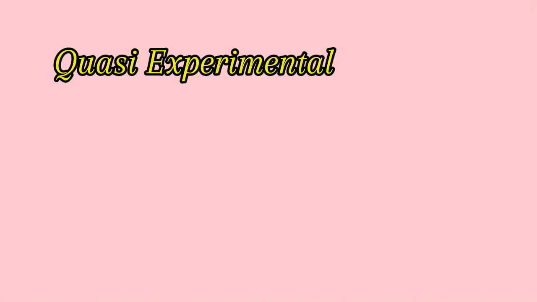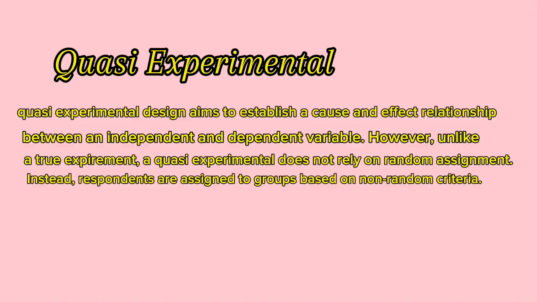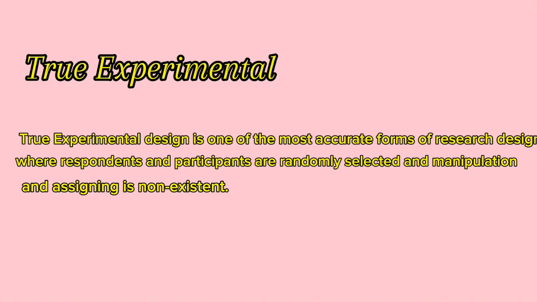Under experimental research, we have quasi and true experimental. When we talk about quasi-experimental, the only factor that you need to remember is the respondents. The respondents are assigned. On the other hand, true experimental, based on the definition, is the most accurate. You know why? Because your participants are randomly selected. They are not modified and they are not assigned.